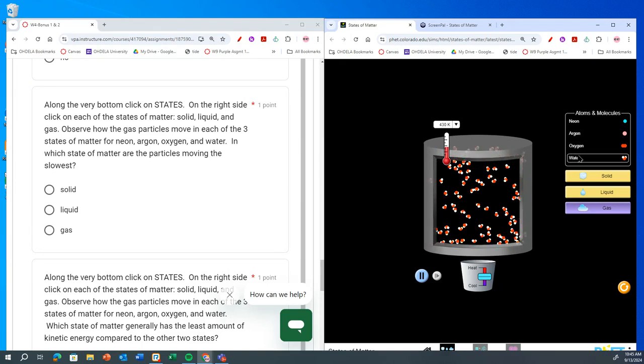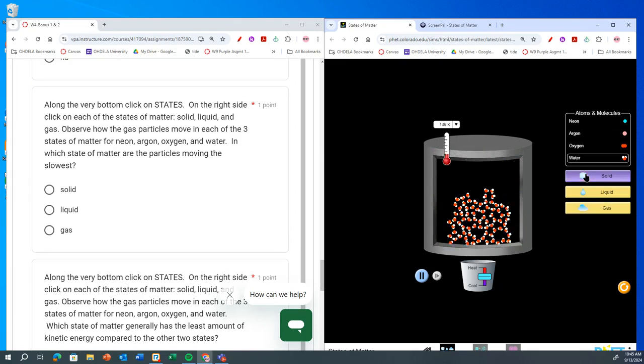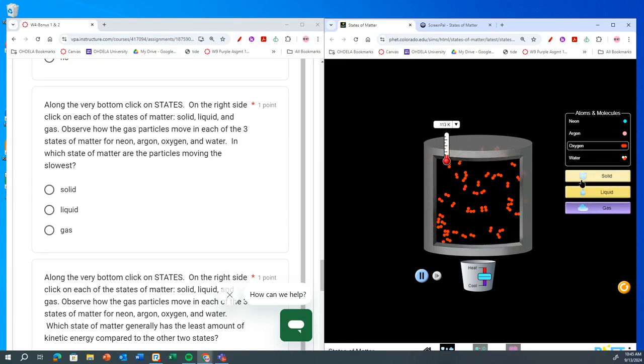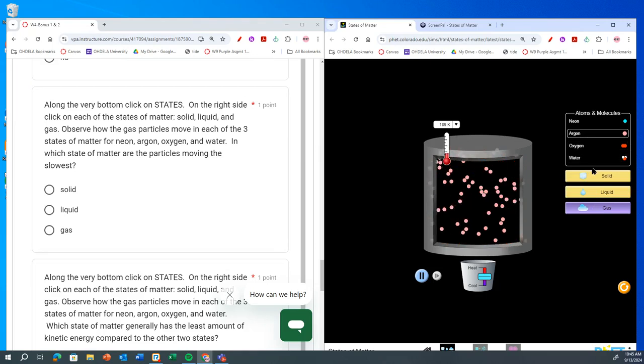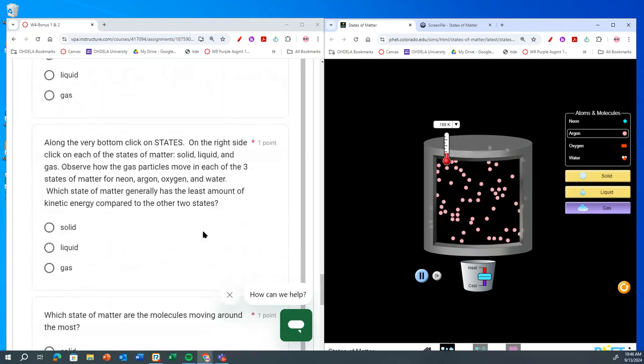Which of the states of matter are the particles moving the slowest? Okay. Solid, liquid, or gas? Moving slowest, solid, liquid, or gas.